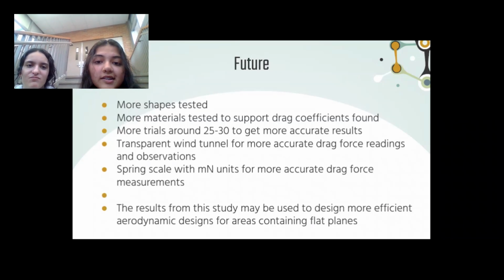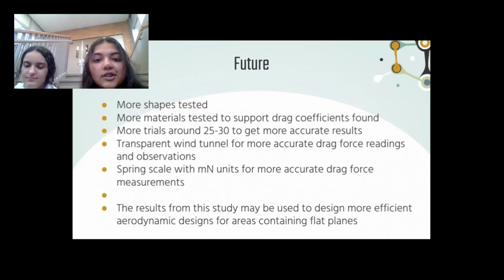In future attempts of this study, more shapes would be compared to develop an even clearer understanding of trends between shape and drag coefficients. More materials would be tested to support the drag coefficients found for each shape, and more trials would be done to get more accurate results, as well as building a transparent wind tunnel to get more accurate drag force readings and observations while testing the drag force, and a spring scale with millinewton units for more accurate drag force measurements. From this research, the results from the study may be used to develop better airflow designs leading to shorter and smoother aircraft travel.